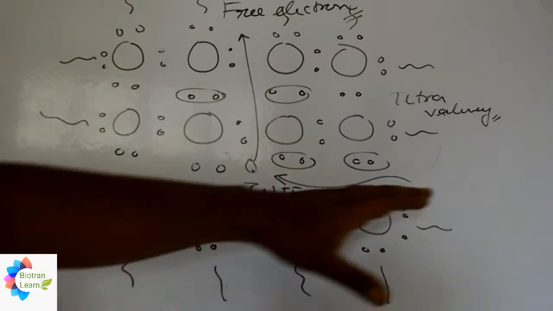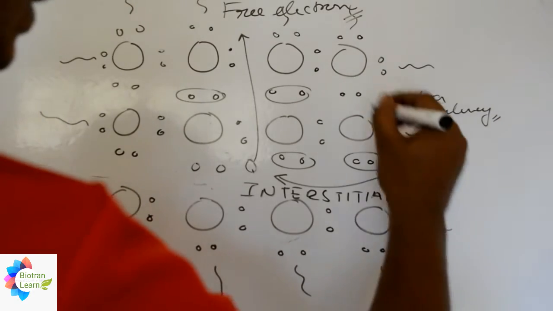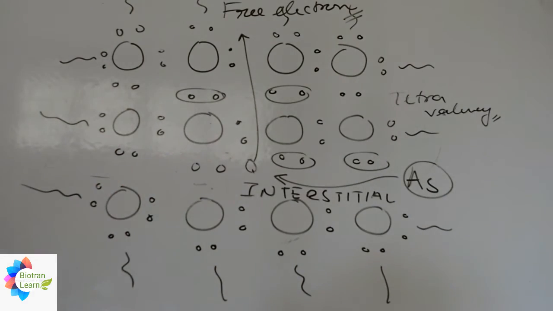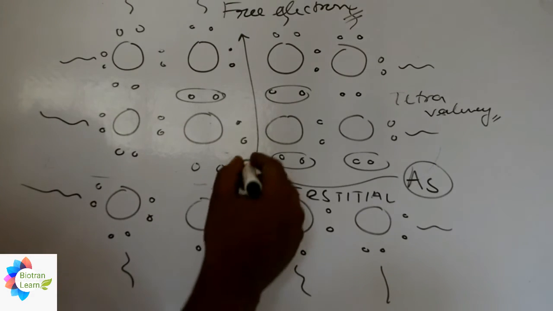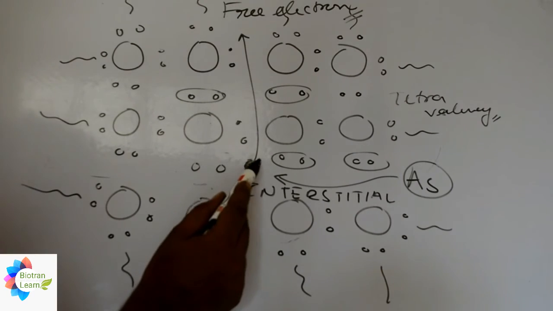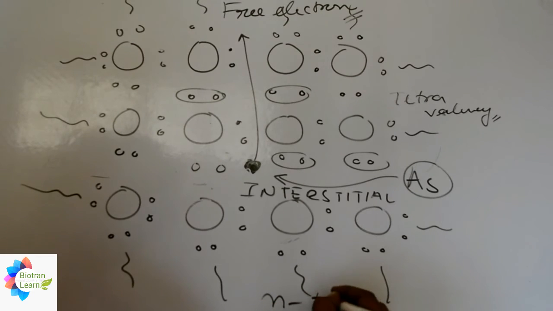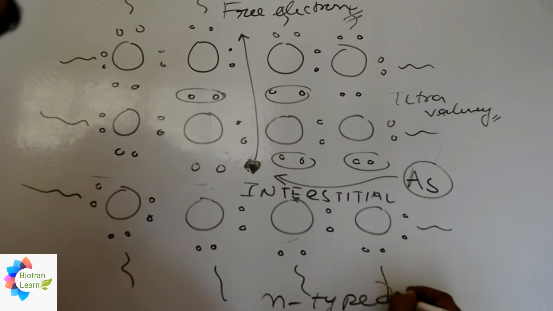So whenever we are introducing As in here, we will have a particular As electron which is extra. This one is the extra electron. This extra electron will help to conduct the electricity in this case. Now this kind of doping is known as n-type doping.